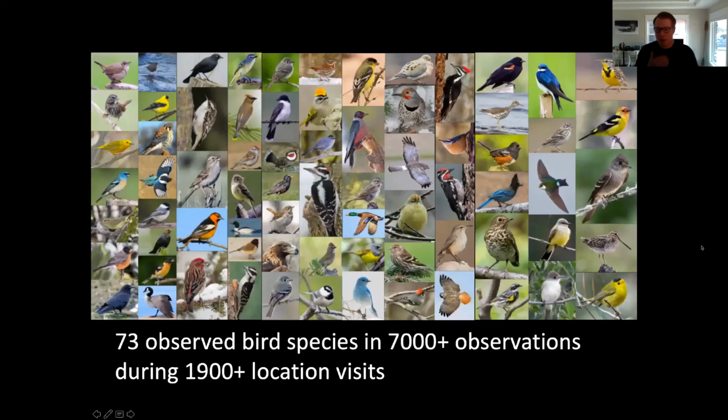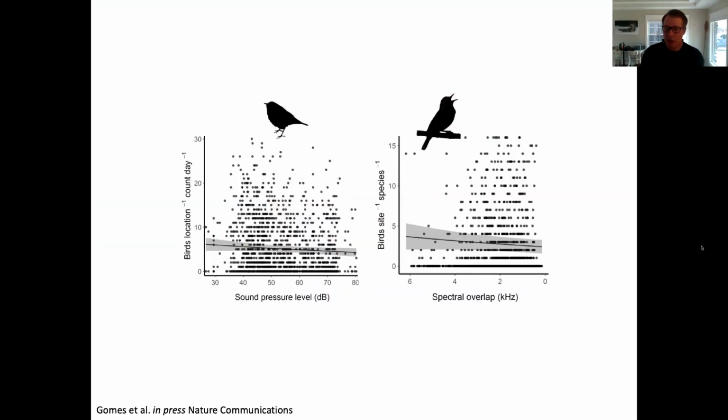So over the course of this work, we observed 73 bird species that we found in 7,000 observations, almost 19,000 visits to each individual point count location. And what we find is really similar to anthropogenic noise, that birds decrease in abundance with sound pressure level. And this is the model output, keeping all other fixed factors constant, and this is the raw data plotted behind.